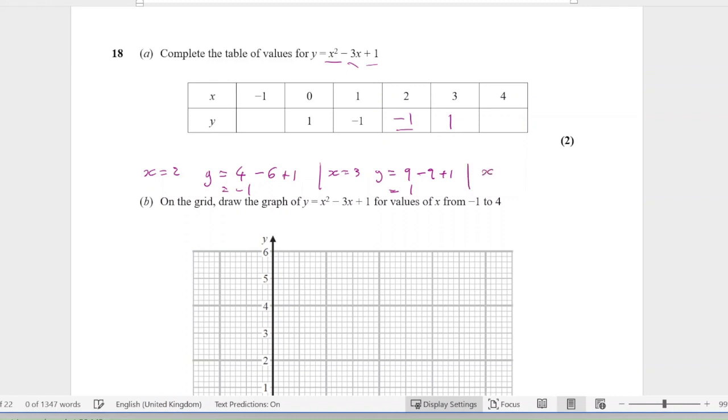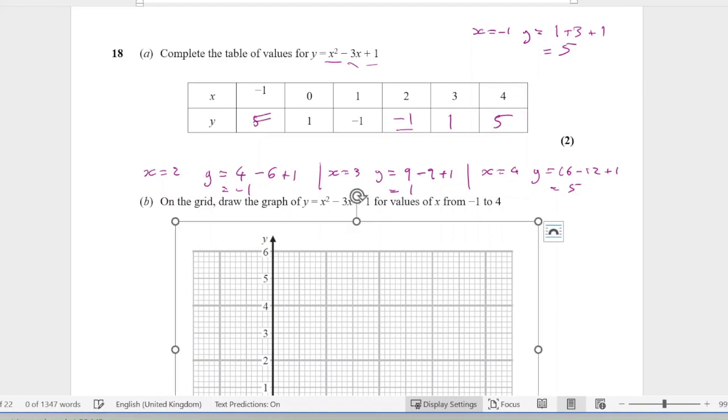When x is equal to 4, y is going to be equal to 4 squared, 16, minus 3 times 4, 12, plus 1. So we're looking at 5. And then in theory, if I've done this right, this one should also be 5 because we've got this pattern of symmetry. So let's look when I do it up here. When x is equal to minus 1, y would be equal to minus 1 squared would be 1. Minus 3 times minus 1 would become positive 3 plus 1. So yeah, that does equal 5.